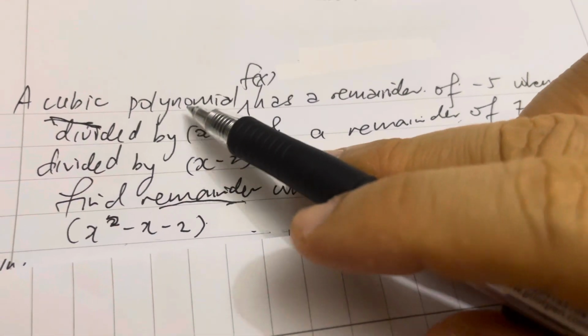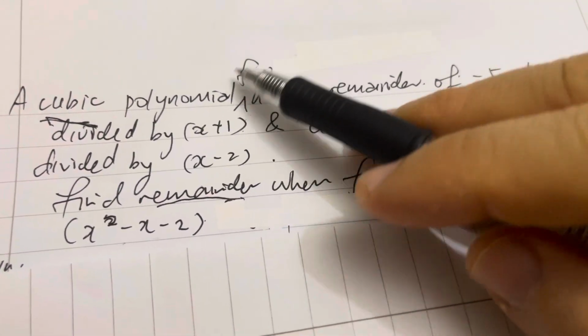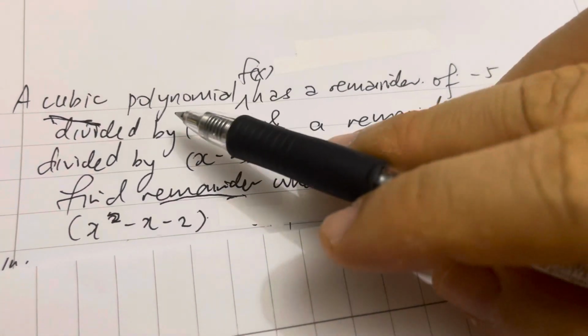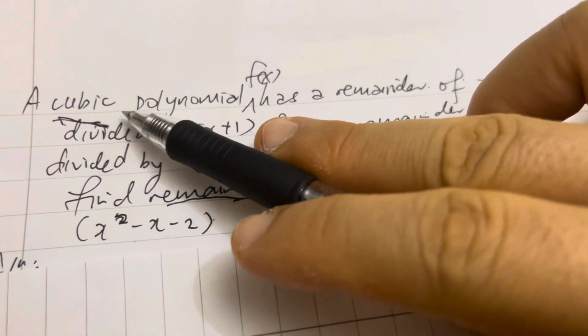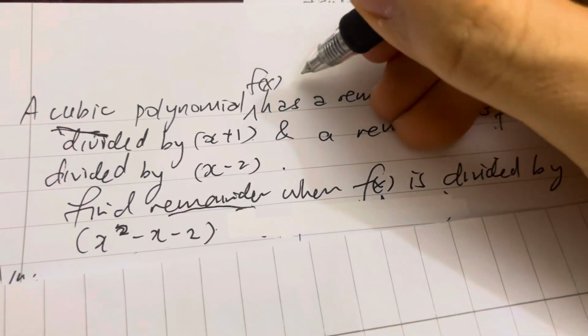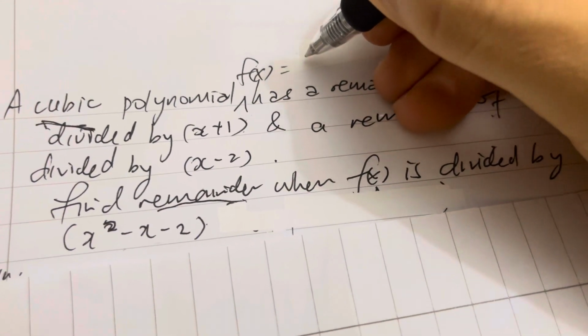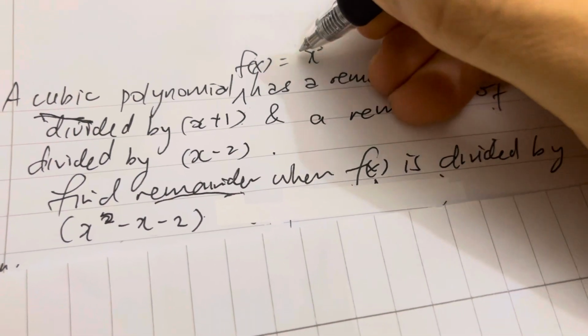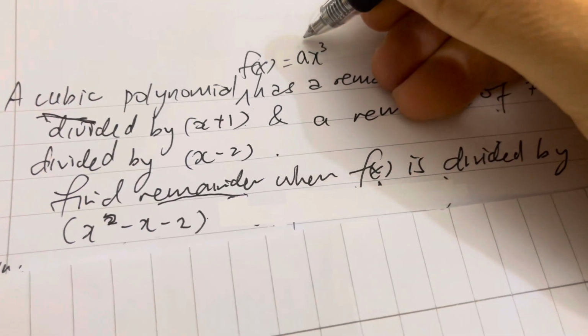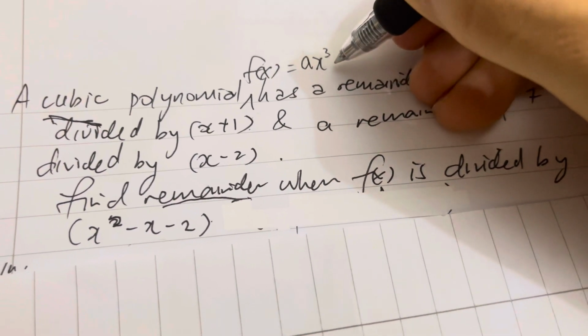A cubic polynomial f(x). This f(x), which is not given to you, you know is cubic. Now what do you mean by cubic polynomial? It means that the highest power here is x to the power of 3. And of course there has to be a constant here. It can be 1, 2 or some decimal, whatever.